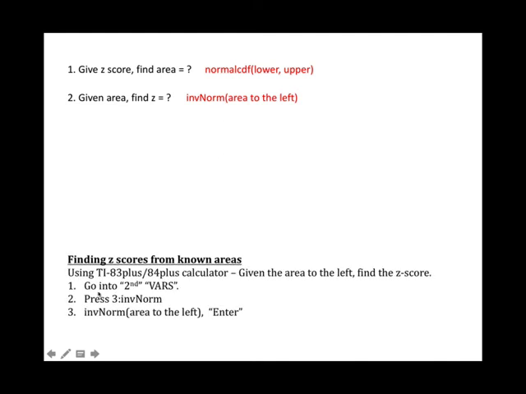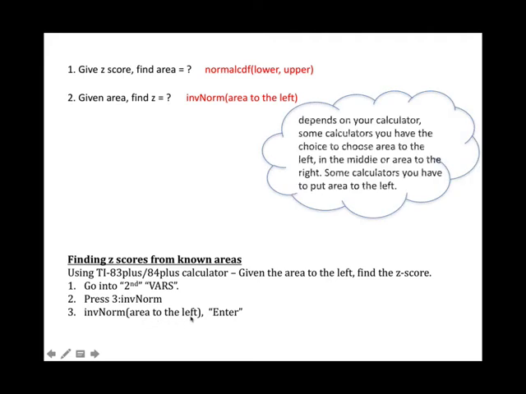Similar procedure: go to second VARS, go to number 3, inverse norm, and then plug in the area to the left and enter. The TI-83 Plus and some TI-84 Plus calculators will only ask for the area to the left. But some calculators give you a choice of the area to the left, in the middle, or to the right. Some calculators, just like my calculator, only let me put in the area to the left. So read the question carefully and make sure you know how to use your own calculator.